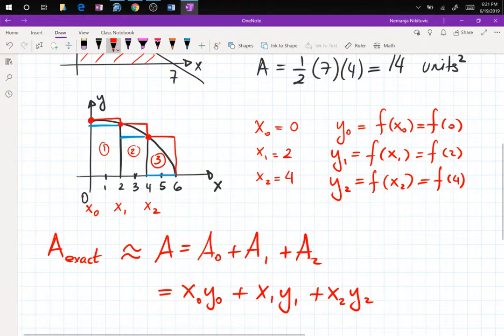Question is, can I do better? And the answer is yes. Make a smaller partition. I can go at 1 and 2 and 3 and 4 and 5 and 6, right? That's going to give me double the amount of rectangles to calculate, but there will be less error. And the question is, how much error you can live with, right? That depends on your application, right?